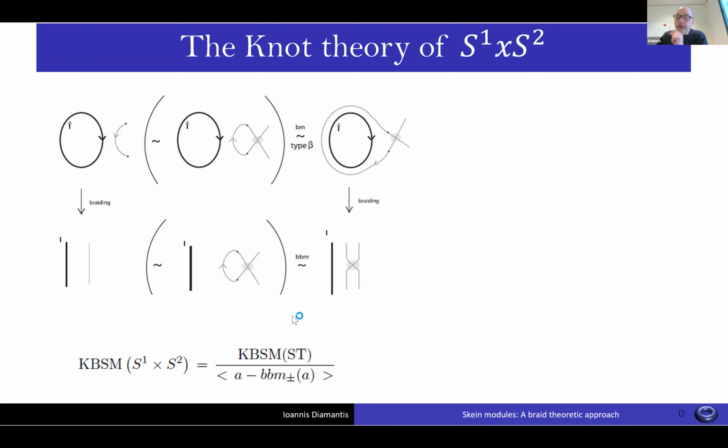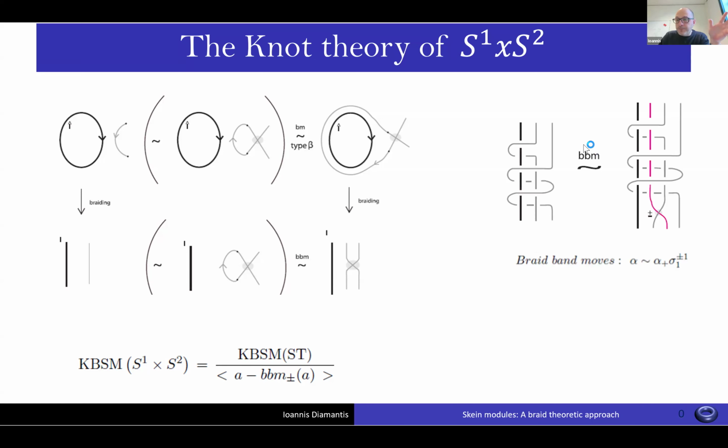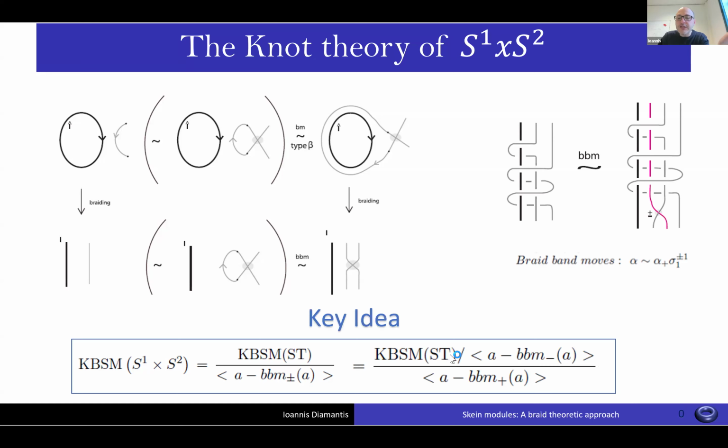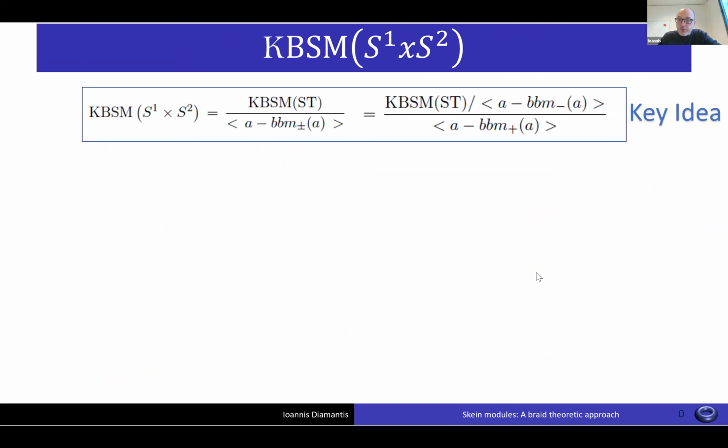So extremely important, and the key idea, was the following here. And here you can see a braid band move, how it looks for the case of S1 cross S2. And here I said, by classical general arguments, instead of computing this, you can first analyze the effect of a negative braid band move, and to the resulting set, you can analyze the effect of a positive braid band move. All right, and then you have the Kauffman bracket skein module of S1 cross S2. So that was the key idea behind this, and it worked as follows.